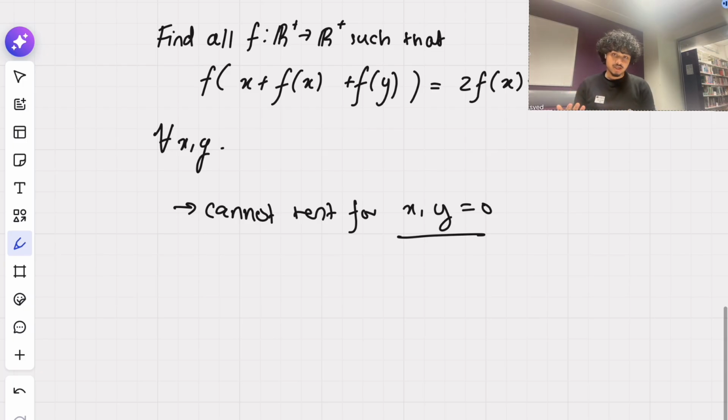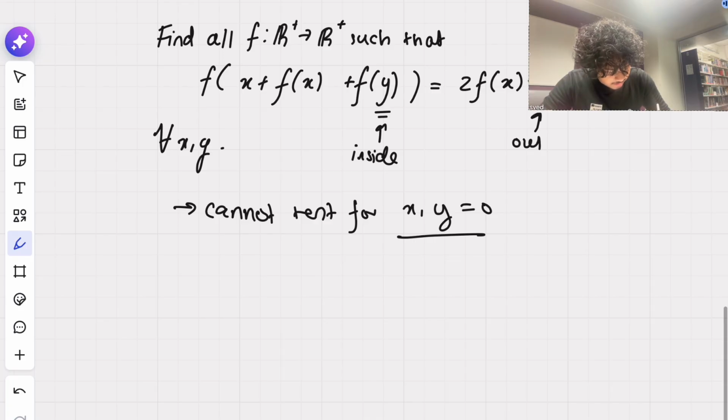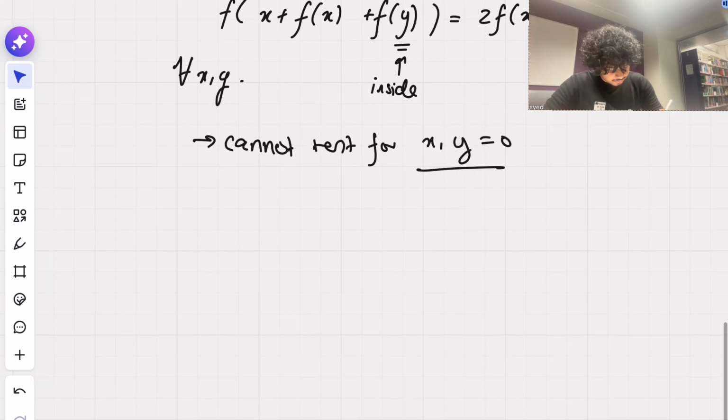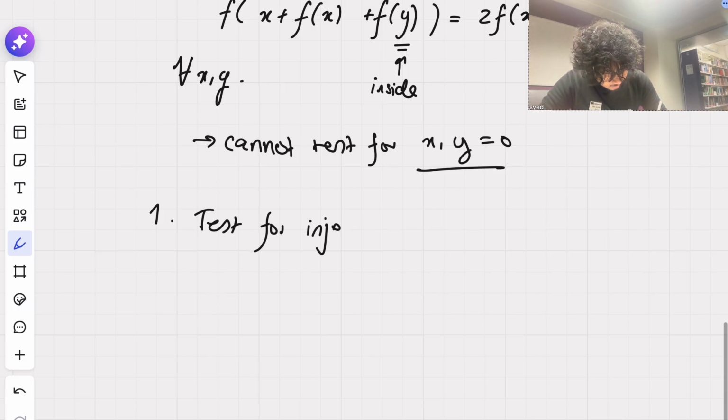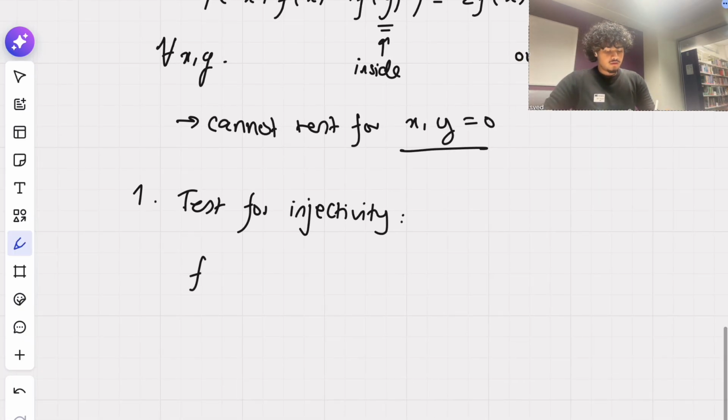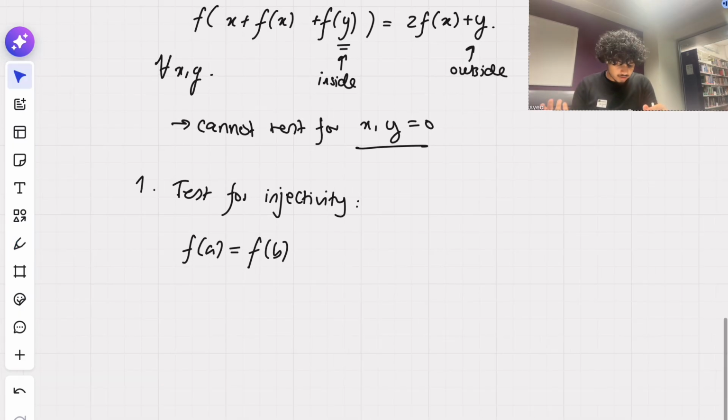Namely, let's try to test if it's injective. The reason I say that is because I can see that a variable is inside and outside of a function. What I mean by that is this here is inside and this is outside. So my natural instinct is to test for injectivity. Number one, test for injectivity. We're going to let f(a) equal f(b), and if we use the equation and find that a equals b, we've proven that this is injective.